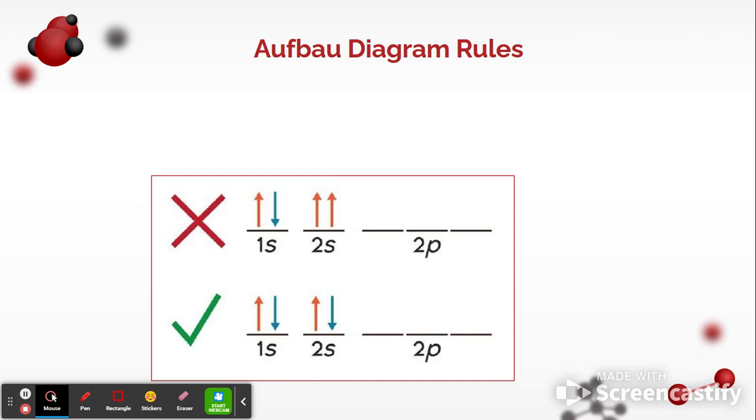When drawing Aufbau diagrams, it is important to remember, based on the Pauli exclusion principle, to have the arrows facing different directions. Based on the Pauli exclusion principle, the quantum state of 2 electrons in the same orbital must be different or distinct from one another. Thus, the spin of those electrons must be different from one another. This can be represented by arrows facing different directions. So the up arrow would refer to clockwise rotation, and the down arrow would refer to counterclockwise rotation.